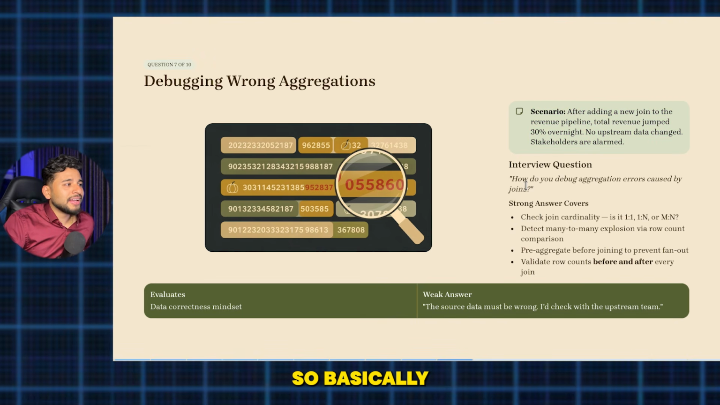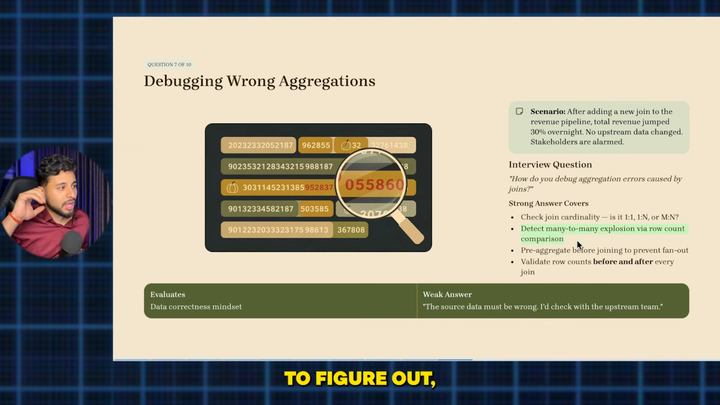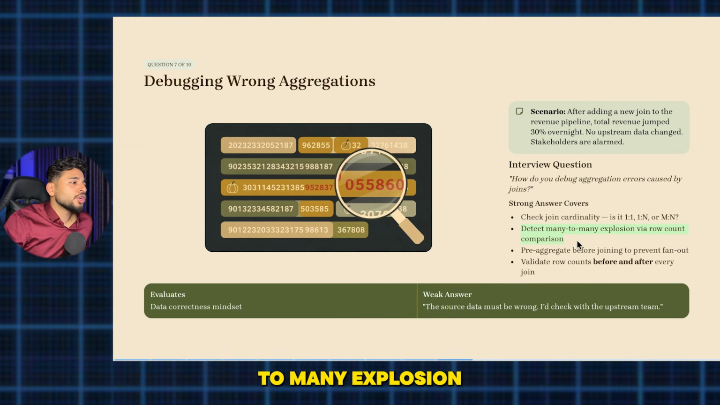I'll try to figure it out via join errors. Joins will cause these kinds of problems, because different kinds of data will be added and you will not be able to figure out how the data got elevated. So you will check the cardinality: one-to-one, one-to-many, many-to-many. Next, detect the many-to-many explosion via row count comparisons, to see where the rows are getting elevated.